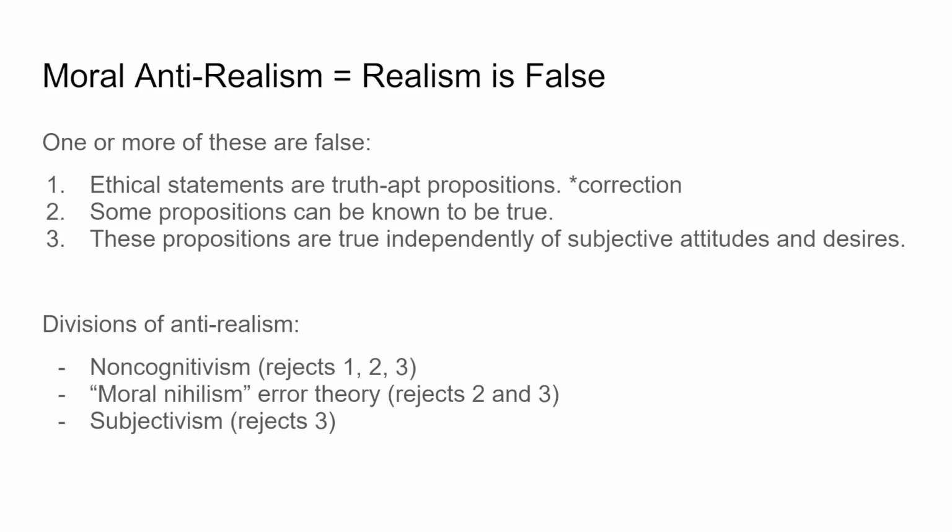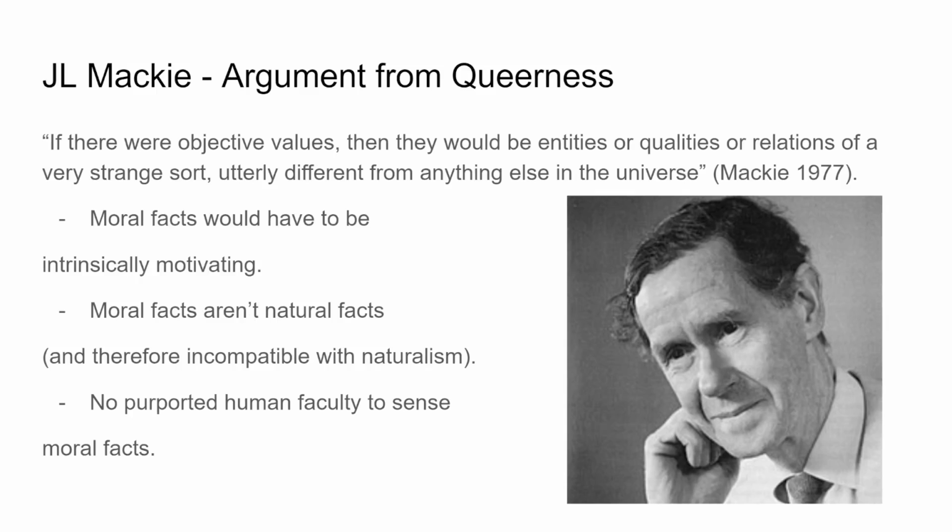So there are three main divisions of anti-realism. The first is non-cognitivism, which would reject all three theses. There's error theory, more frequently known as moral nihilism amongst the general public, that would reject the second and third thesis. And finally, we have subjectivism, which rejects the third thesis and has, in my opinion, quite an interesting view of moral language that we'll look at in a bit.